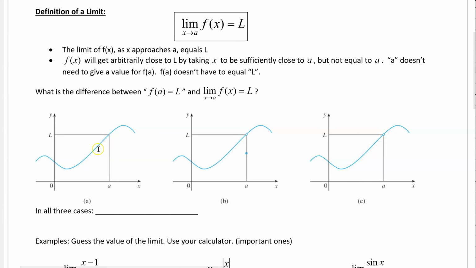So this is limits. So what is a limit? The limit is what our function is approaching as our x approaches some number. So the limit of f of x as x approaches a is equal to L. That is how that is read.